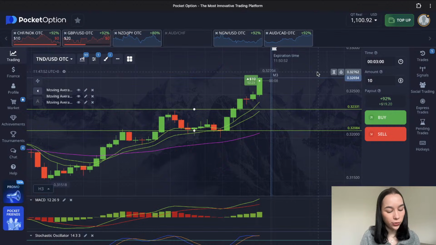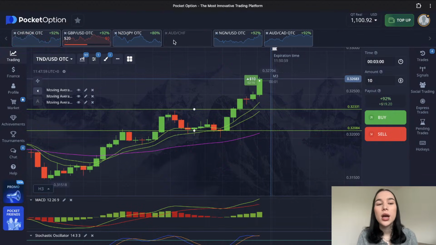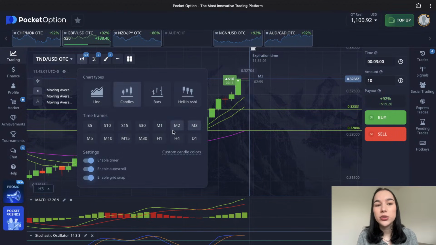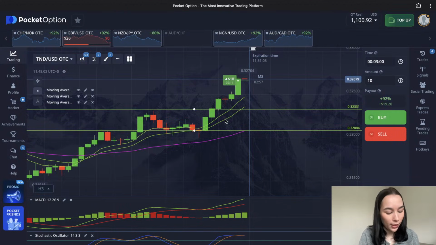How do you know the time frame 1 to 4 minutes in the chart? What do you mean 1 to 4? If you mean the time frame of my candles, it's 3. Or do you mean the time of the expiration, the time of the trade?